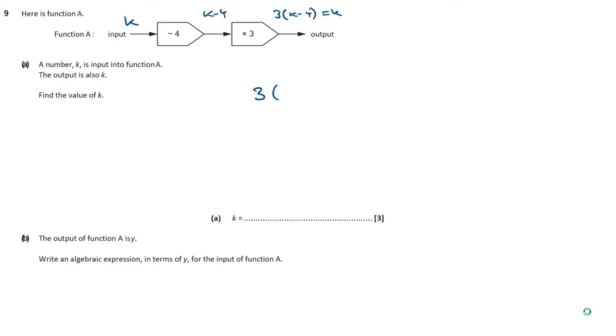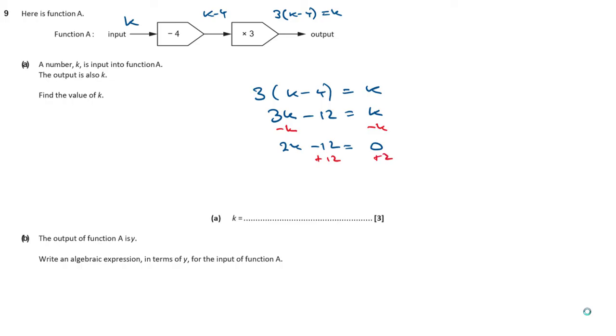So we get 3 lots of k minus 4 equals k. Okay, now removing the brackets, that gives me 3k minus 12 is equal to k. Subtract k from both sides. That's going to leave me with 2k minus 12 is equal to 0. And then I'm going to add 12 to both sides.